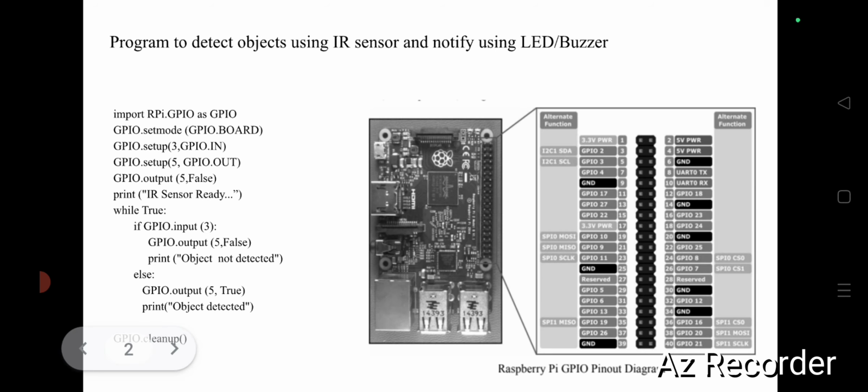Before that, we must know the pin diagram of Raspberry Pi. Here on the right hand side you can see that there are 40 different pins, starting from the 3.3 volt power pin, second the 5 volt power pin, third the GPIO 2 pin, fourth the 5 volt power pin, up to the 40th pin, that is GPIO 21. So these are the 40 pins of Raspberry Pi where we are going to connect our peripheral devices. Now we will see the actual program.